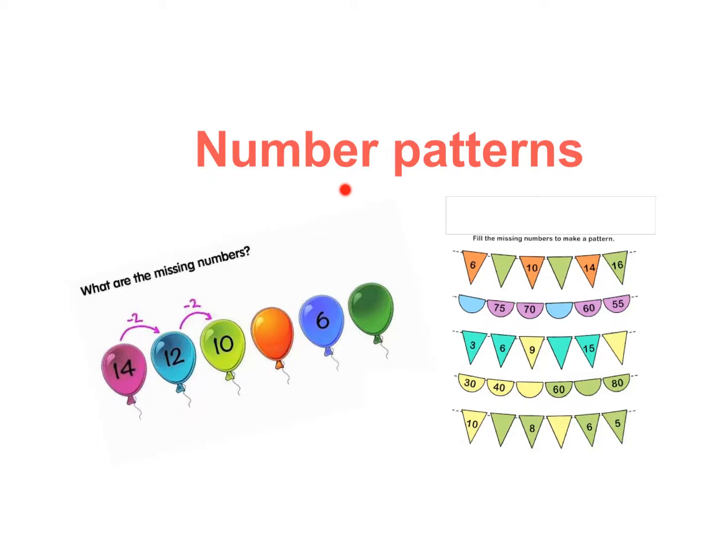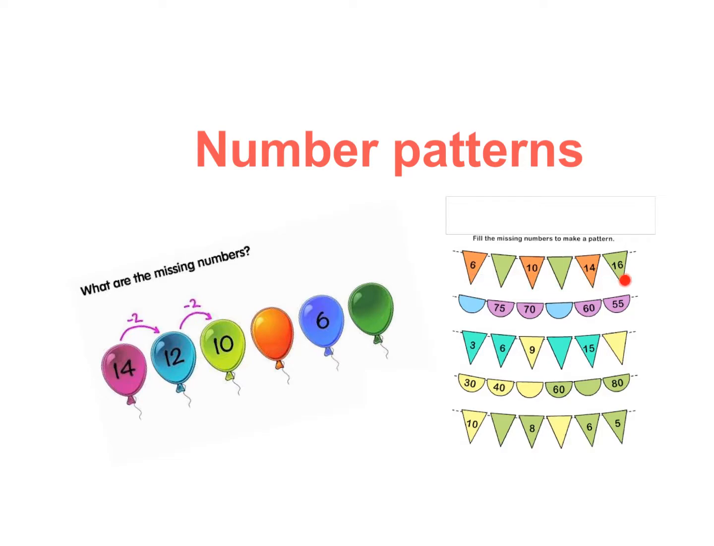Hi, in this video we'll be looking at number patterns. And in this little drawing over here, we can see we're going from 14 to 12 to 10. So what are we doing? We're actually subtracting 2 each time. So from 10, we're going to end up with 8, then 6, and then subtracting another 2 gives us 4.